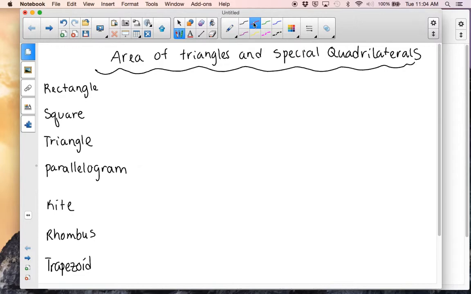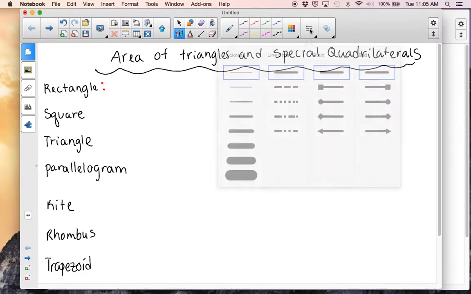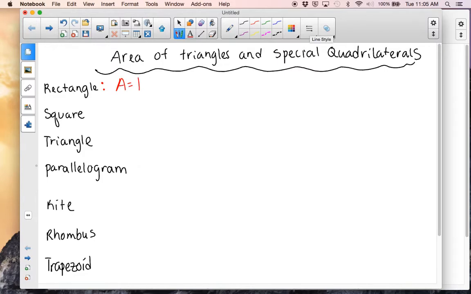Sorry. Okay, so for rectangle, the area formula is base times height. We went over this already, so it's just recalling the formulas. For square, same thing, base times height. And some people write side squared, which is fine. For a triangle, it's base times height divided by 2, or 1/2 base times height. For a parallelogram, it's the same thing as a rectangle, so base times height.